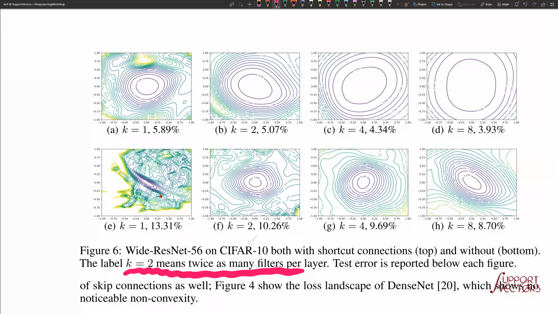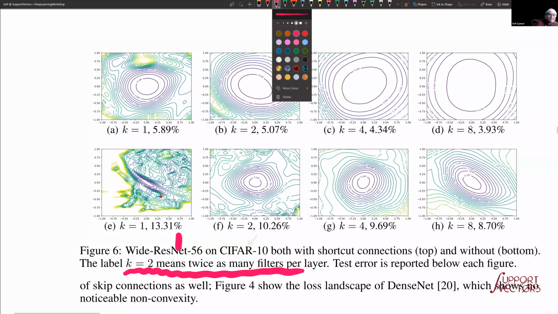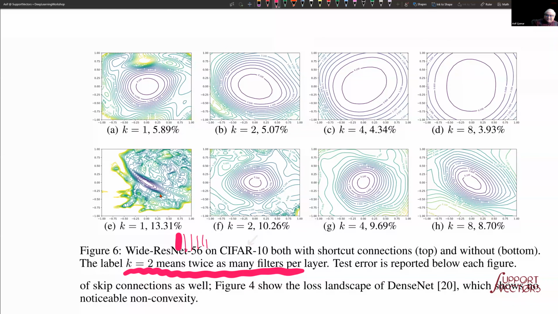One quick question: when you read wide ResNet 56 on CIFAR 10, what does that mean? What it means is that this network has 56 layers. This is so wide, and I'm using 56 layers. Literally 56 layers are there. This is the number of layers.